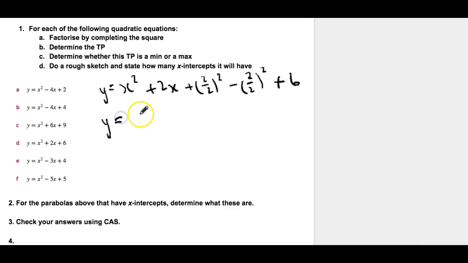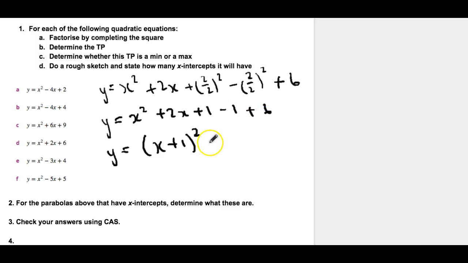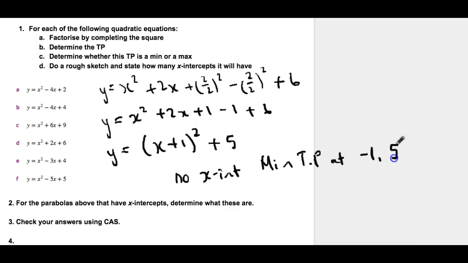So we've got y equals, sorry, I'll do it all. So now we've got y equals x plus 1 squared minus 1 plus 6 gives you plus 5. Now, I know this doesn't have any x-intercepts because your graph has been shifted up. Okay, when a positive parabola has been shifted up, you have no x-intercepts. Now, your turning point is a minimum. They're all minimums at TP at -1, 5.